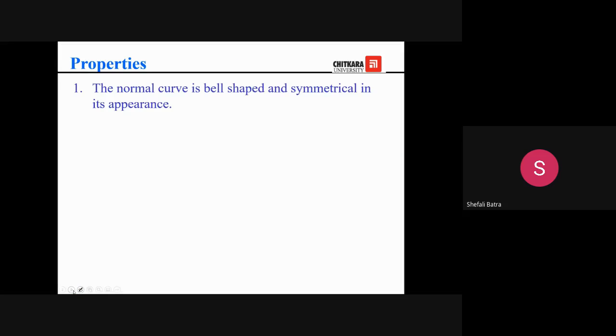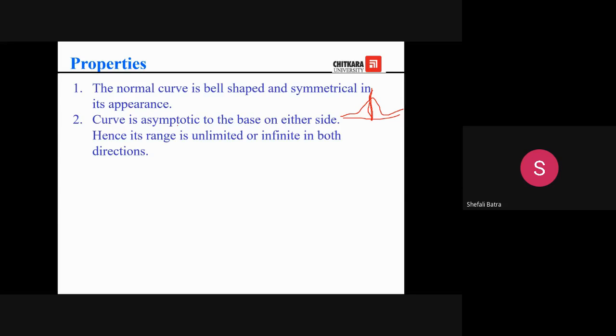Now, properties of normal distribution. The normal curve is bell shaped. You already observed that this is your normal curve. So it is bell shaped, symmetrical in its appearance. It is symmetrical about this straight line. This is the mean. It is symmetrical about the mean.